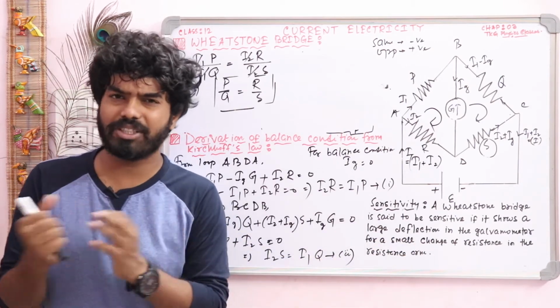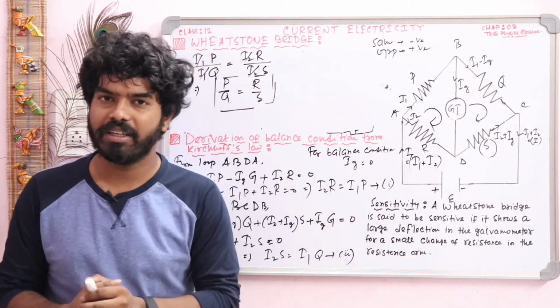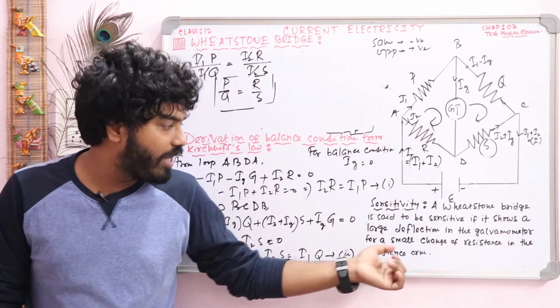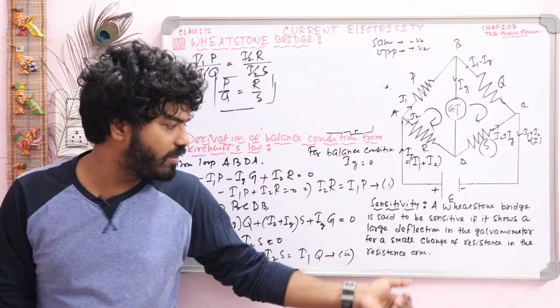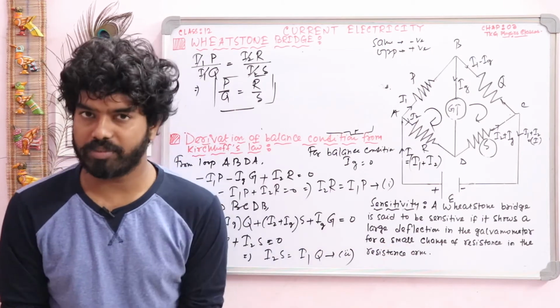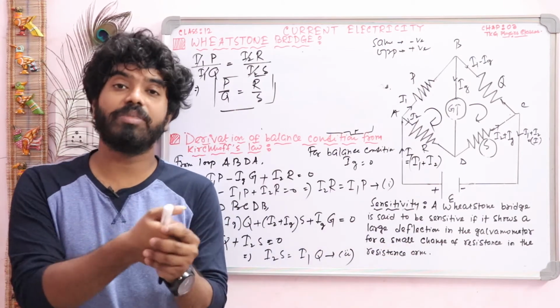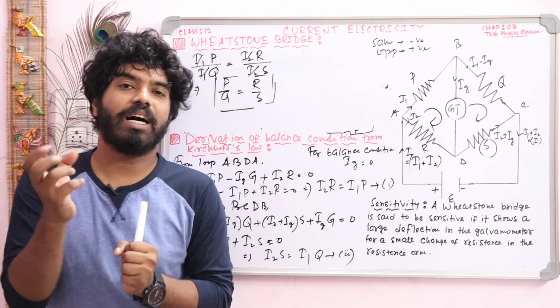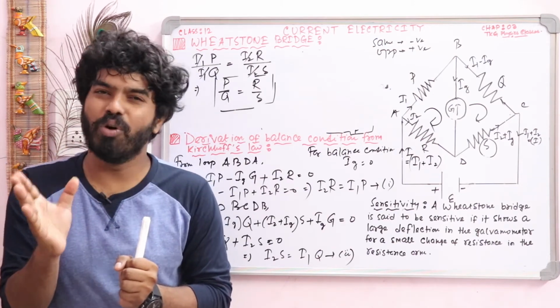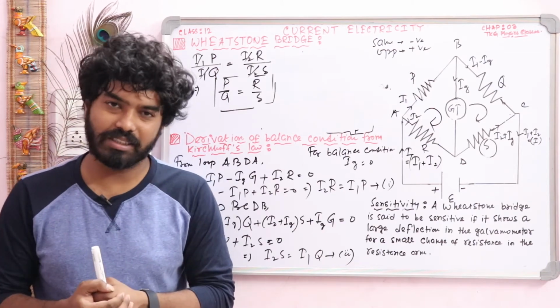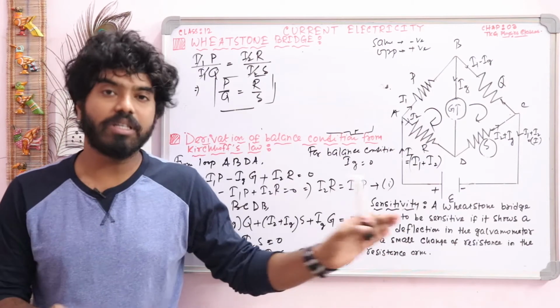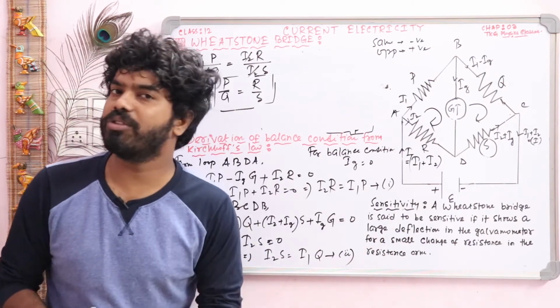Galvanometer shows the deflection when a small amount of current is flowing. So when the galvanometer shows large deflection for a small change of resistance in the resistance arms, this Wheatstone bridge is named as more sensitive, in which the deflection of galvanometer will be more for a small change of resistance in the resistance arms. So the sensitivity of Wheatstone bridge depends on two factors.